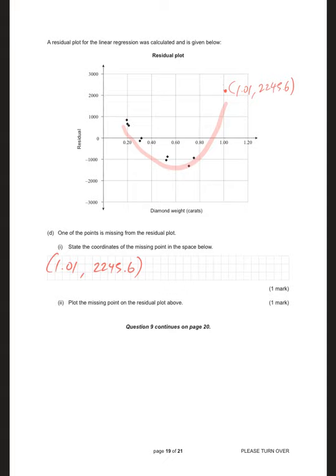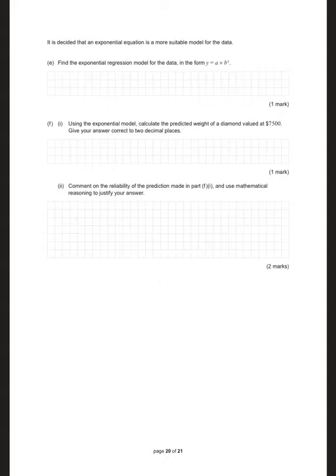So we've dealt with this particular question. I plotted, probably on the last page, I can't read it again, it's blocked by my playback buttons. It's decided that an exponential equation is more suitable for the data. Find the exponential regression model for the data in the form y equals. I haven't run an exponential regression yet. My data is already in. I just need to scroll down to stat calc, 0 expreg.